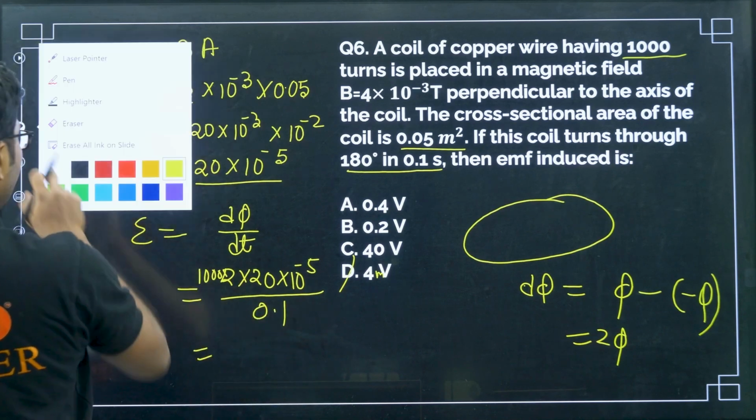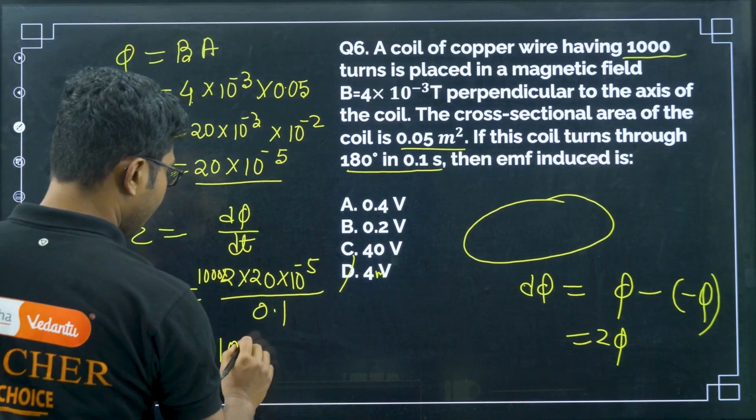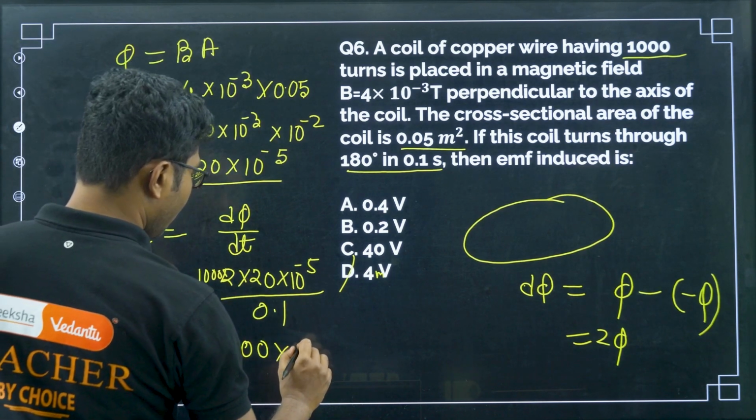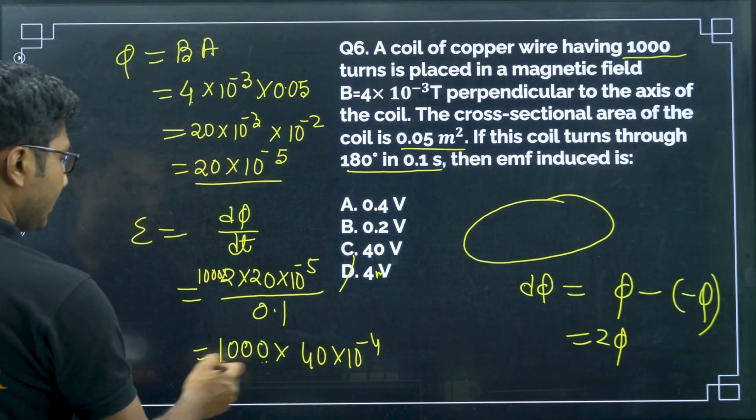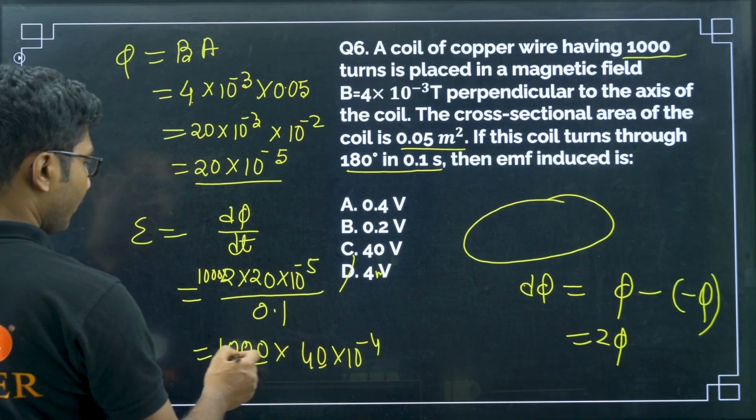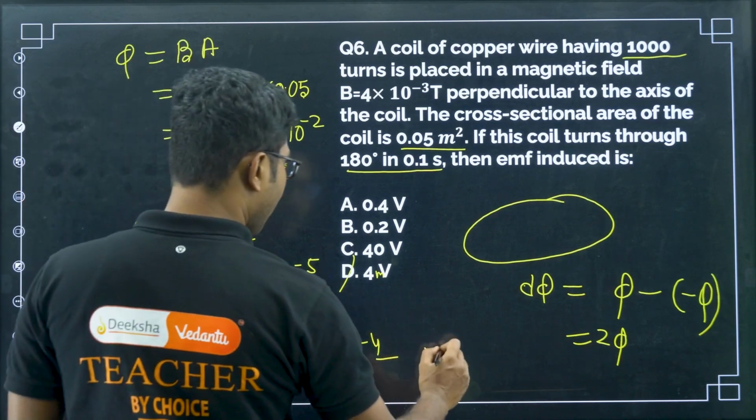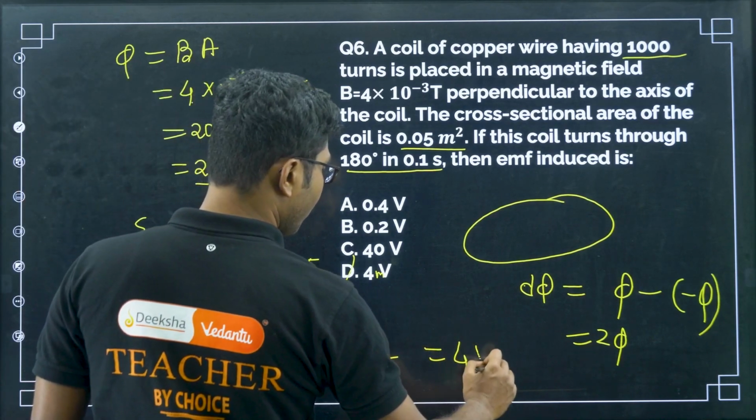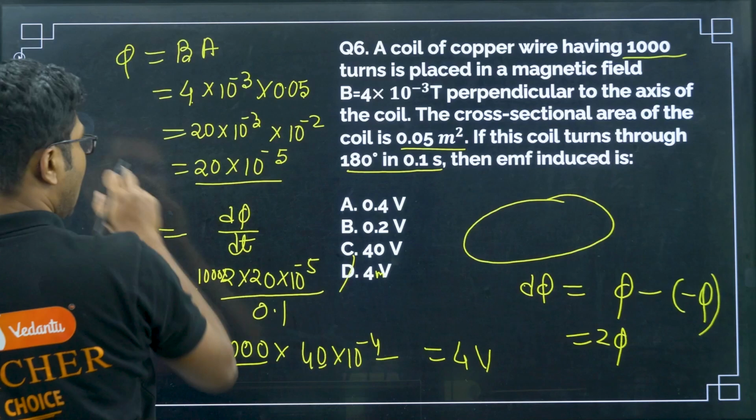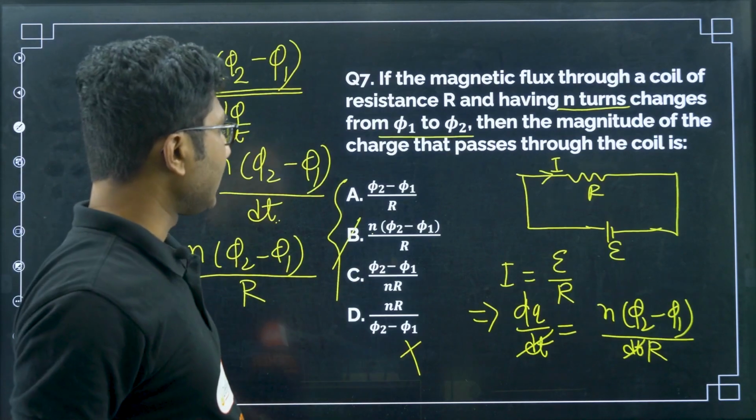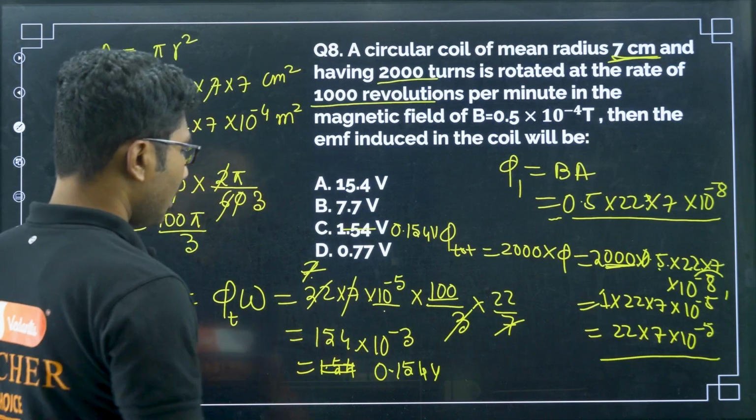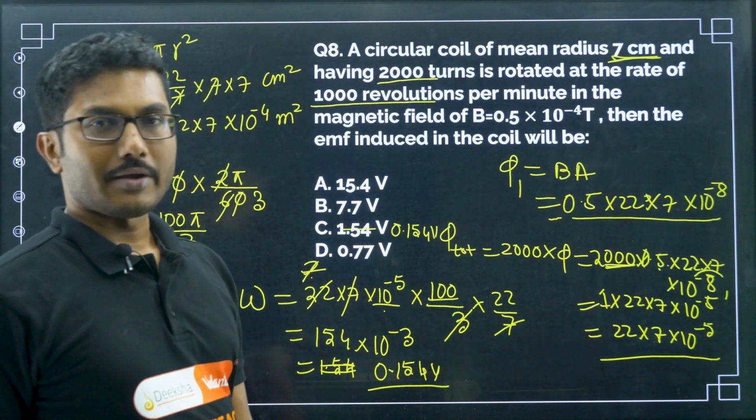So let's see what we will get. 1000 times 40 times 10 to the power of minus 4. So this will be cancelled. These 4 zeros will be cancelled with 10 to the power of minus 4. So you will get 4 volt. Okay, so 4 volts is the answer, right. So this question was correct. This question is slightly incorrect. So this will be 0.154 volt.